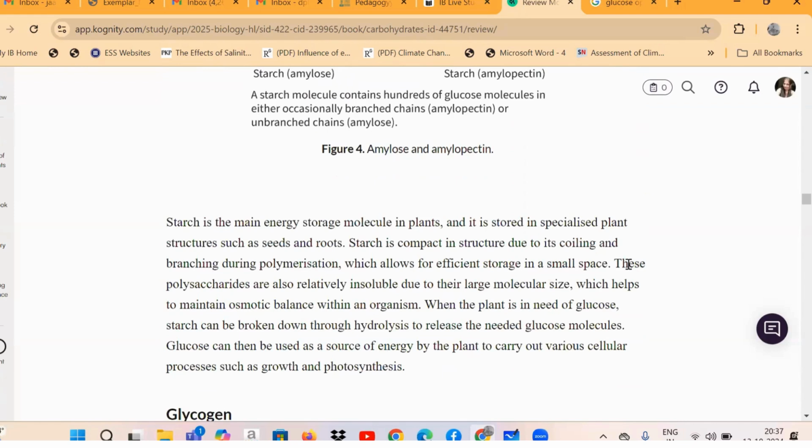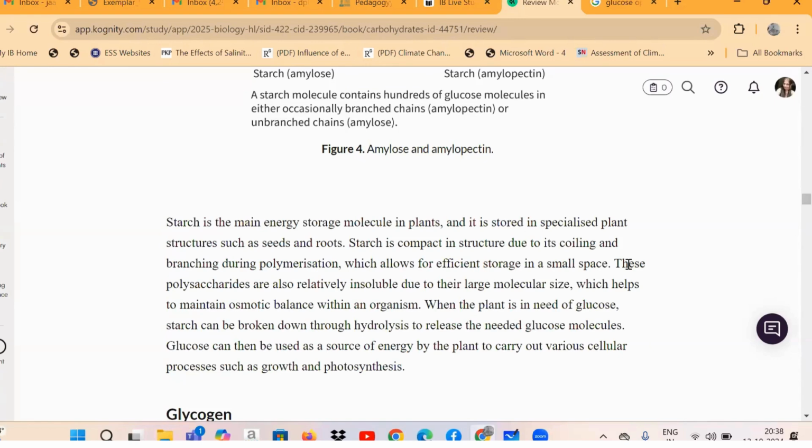Coming to the main element of starch. Starch is the main storage compound in plants, and we know it is stored in seeds and roots. Both amylose and amylopectin are insoluble in water because of their large size. That is what helps them maintain the osmotic balance.